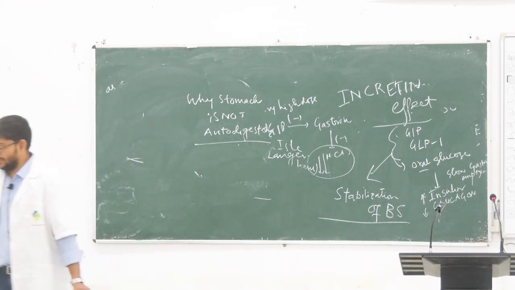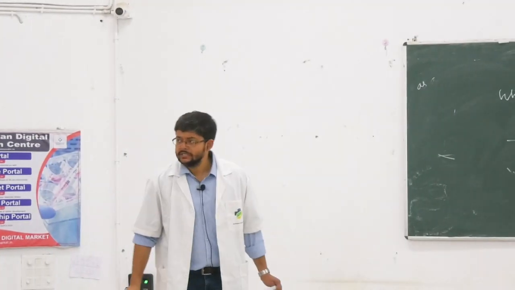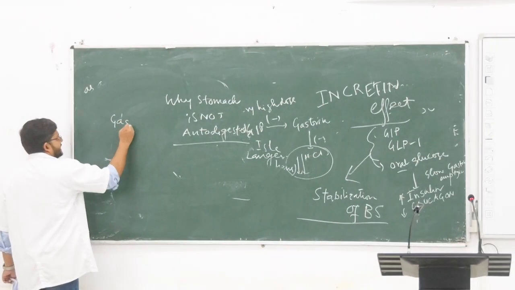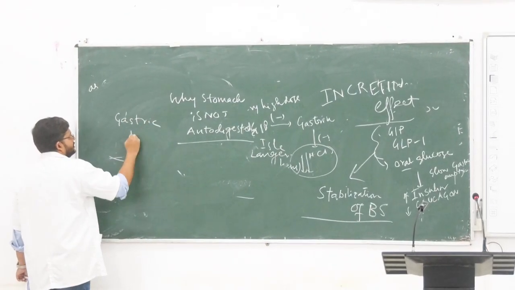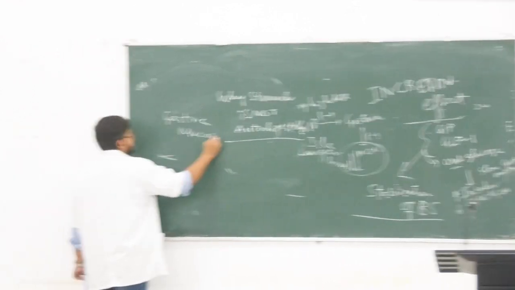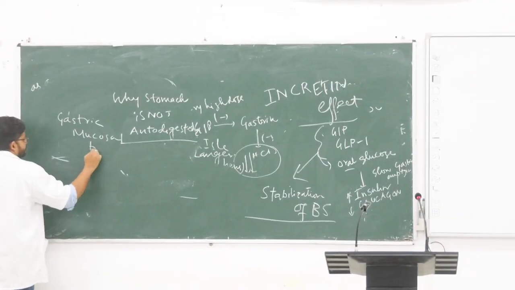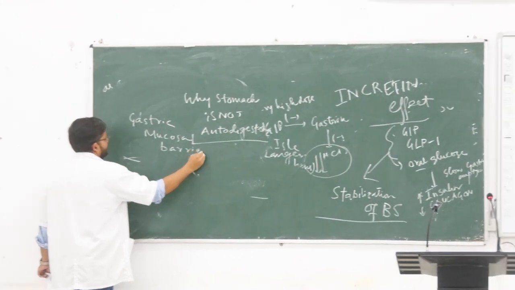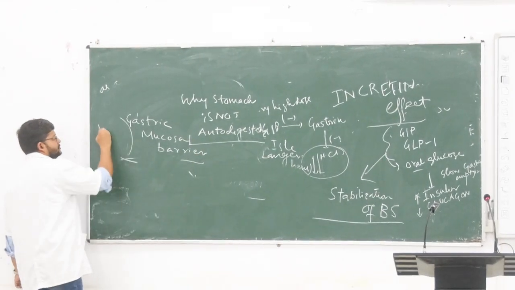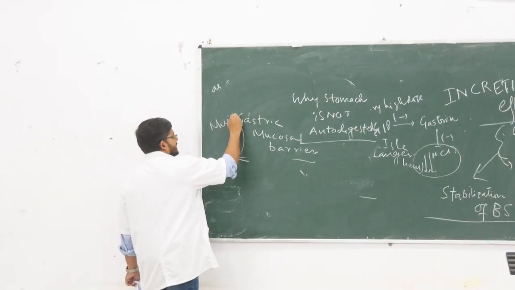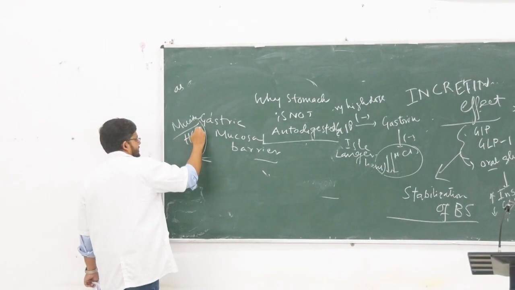Why is the stomach not auto-digested? First of all, what are the causes? One is the gastric mucosal barrier. Now the gastric mucosal barrier is made up of mucin. It's a layer of mucin and bicarbonate.